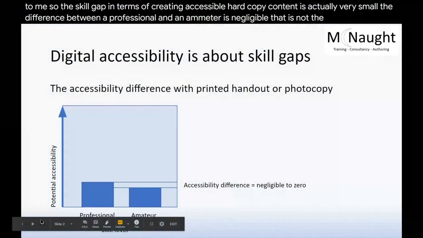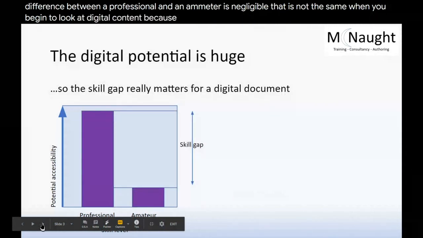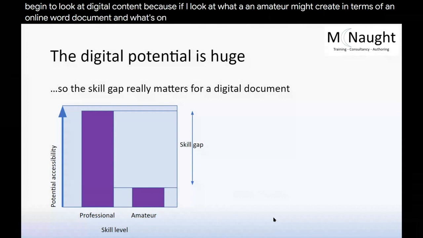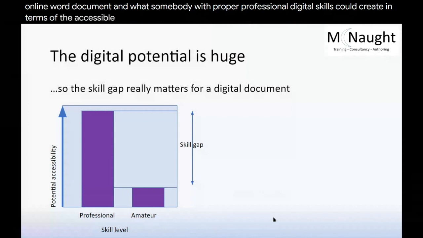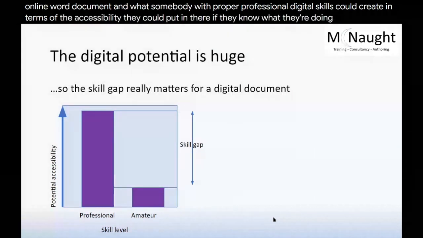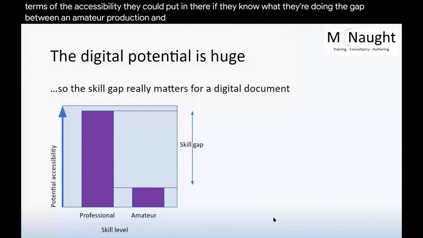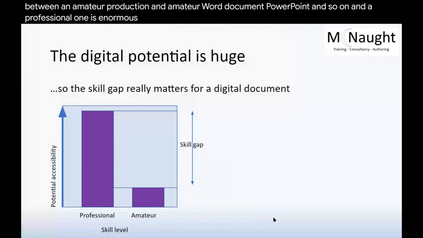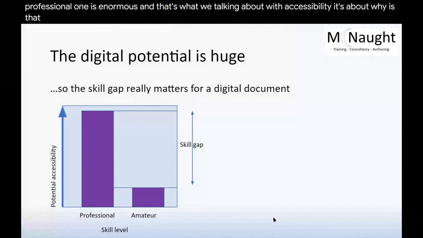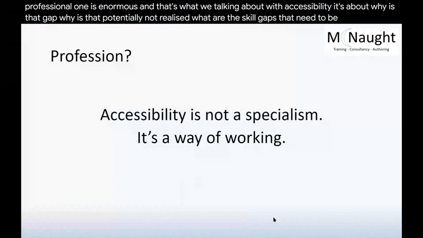That is not the same when you begin to look at digital content, because if I look at what an amateur might create in terms of an online Word document and what somebody with proper professional digital skills could create in terms of the accessibility they could put in there, if they know what they're doing, the gap between an amateur production, an amateur Word document, PowerPoint and so on, and a professional one is enormous. And that's what we're talking about with accessibility. It's about why is that gap, why is that potential not realized? What are the skill gaps that need to be fixed?